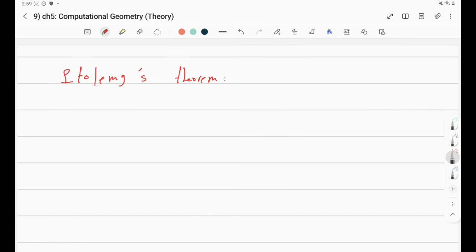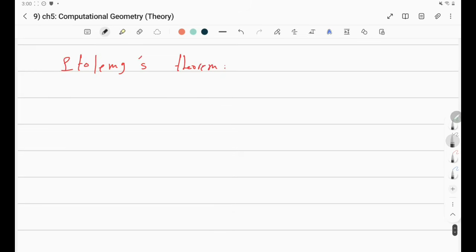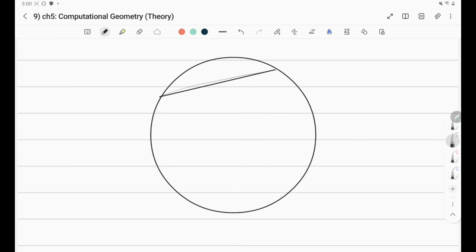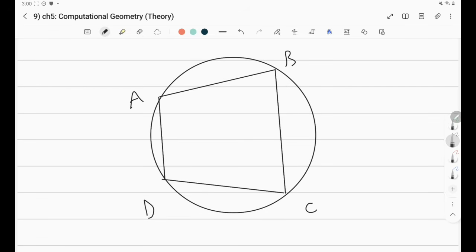Okay, now we're discussing some nice theorems, just to end our video. The first one is Ptolemy's theorem. What exactly is this? The idea is very nice. If you just have a cyclic quad, say you have a circle here, just have a cyclic quad here, A, B, C, D. And I just draw the diagonals.